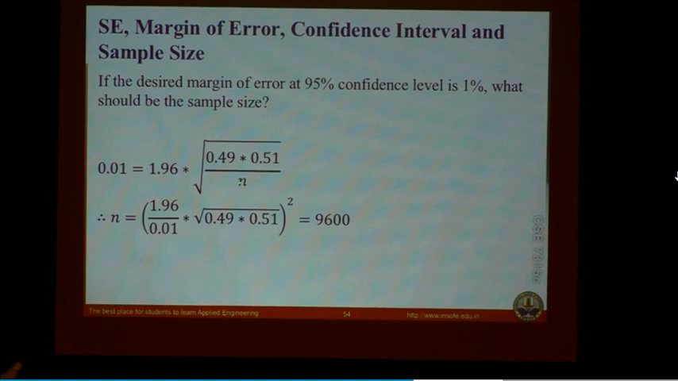This is in the denominator and square root. So squares will happen. And what will happen is 9,600. You had taken a sample size of 930 to get 3.2%. To be able to bring it down by a factor of 3.2, you are multiplying by a factor of almost 10 or more than 10. That's where the problem is.